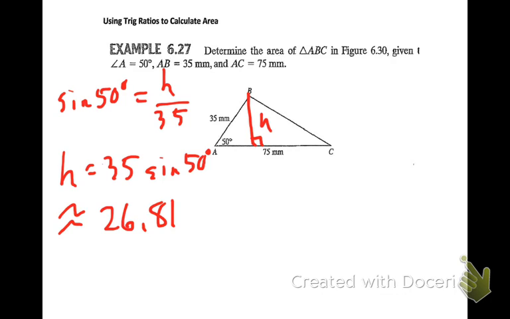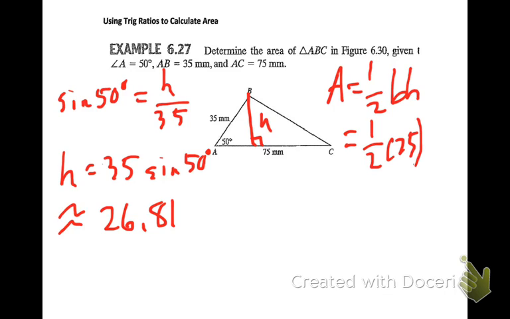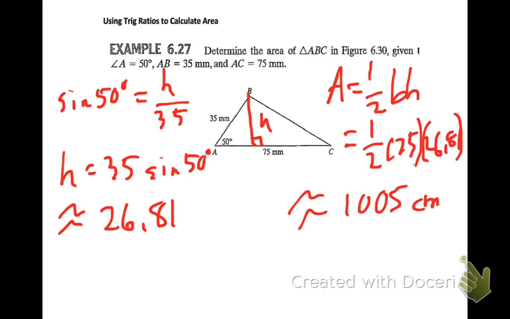And then we could do area. Area equals 1/2 base times height. So that's going to be 1/2. My base is 75, and my height was 26.81. So I'm going to get approximately 1,005 centimeters squared.